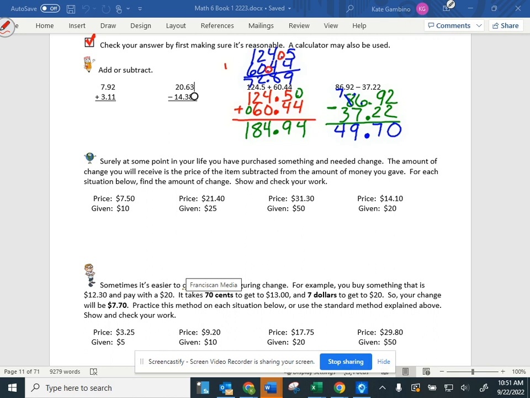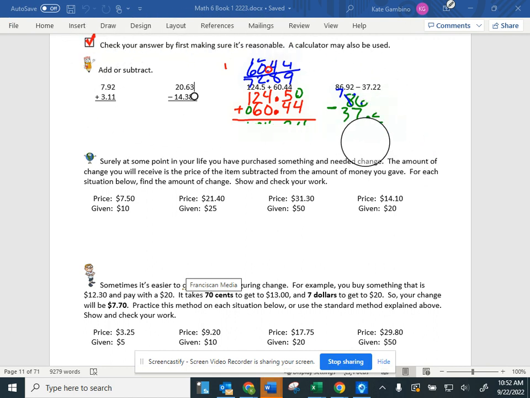So line up your decimal points. Check your answers. Like I said, I just looked at it and said 124 plus 60, I shouldn't have an answer of 72. It doesn't make sense. So when it says check your answer first by making sure it's reasonable, that's what it means. Look at it. Does it make sense? And then you can use the calculator to double check, did I do the correct adding and subtracting? But you have to show your work. You cannot just put an answer. We're not just using a calculator to get our answer.